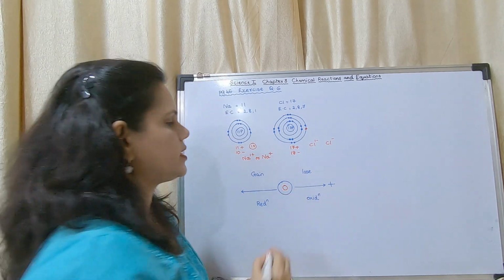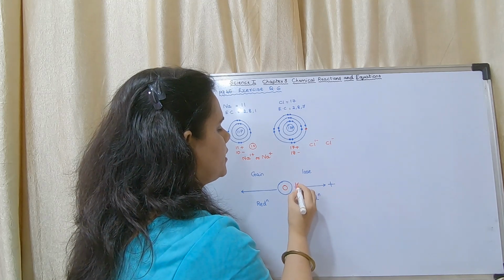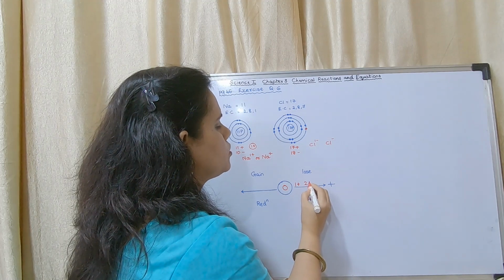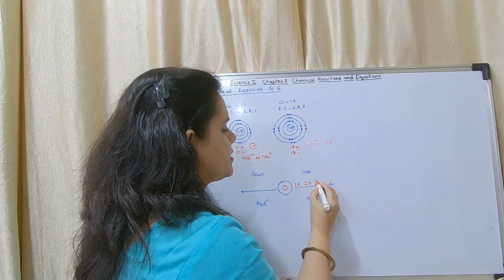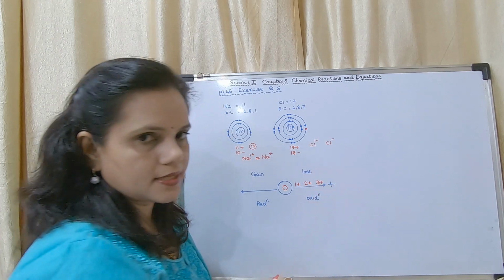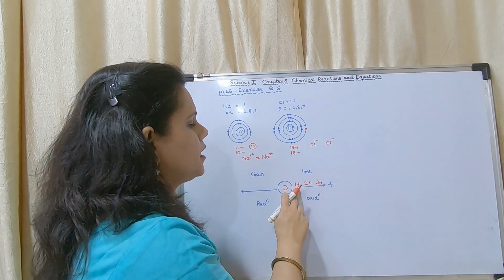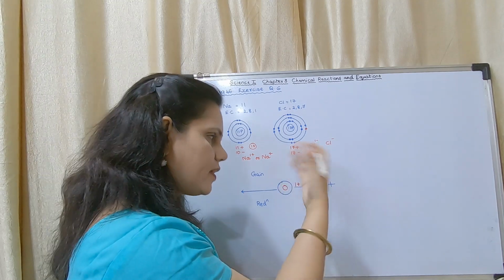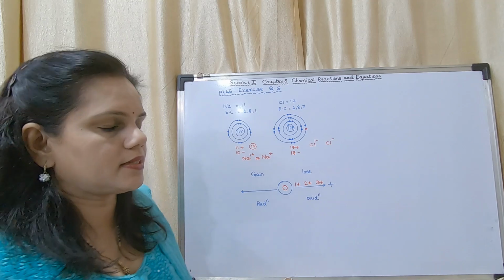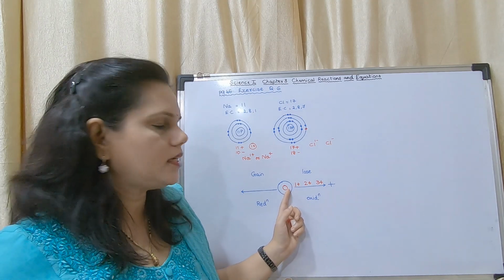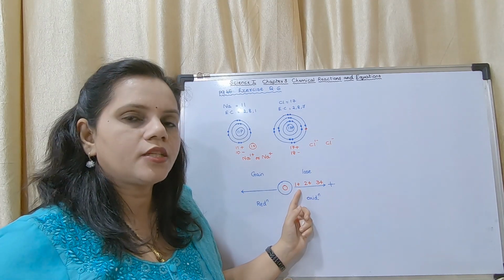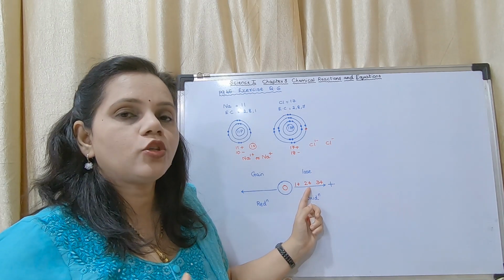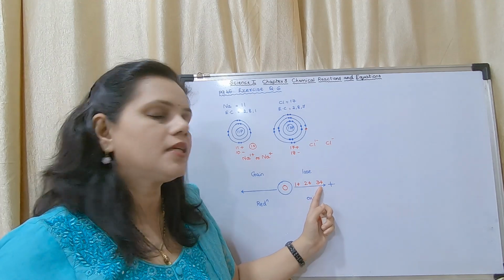Okay, if it loses 1, it becomes 1 plus. If it loses 2, it becomes 2 plus. If it loses 3, it becomes 3 plus. So 1 plus, if it loses 1 more, it will become 2 plus. 2 plus, if it loses 1 more, it will become 3 plus. I repeat, if it loses 1, it will become 1 plus. This 1 plus, if it loses 1 more, it will become 2 plus. If 2 plus loses 1 more, it will become 3 plus.